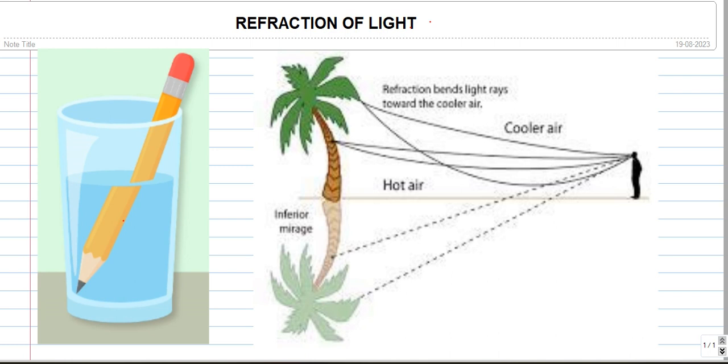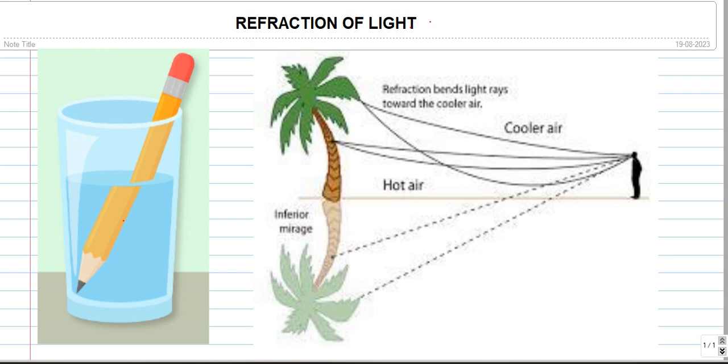This phenomenon we have seen in everyday life. We will see a few examples of this refraction of light in our everyday life. As you see in this picture, we have a pencil inserted in a tumbler half filled with water. What we see here is the part of the pencil which is immersed in water seems to be away, or it is not in a straight line as it is in air.